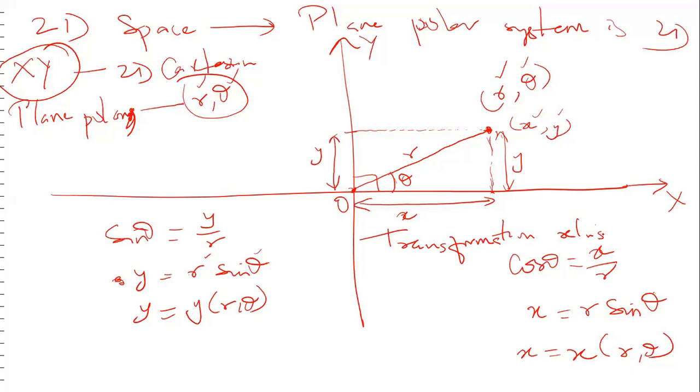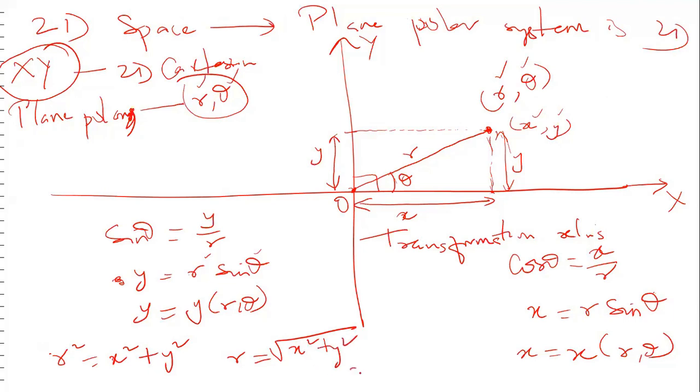Now you can also write a reverse transformation. That means you can write r and theta in terms of x and y. So what is r here? If you use this right angle triangle and Pythagoras theorem, r square is equal to x square plus y square, isn't it? So r can be written as square root of x square plus y square.